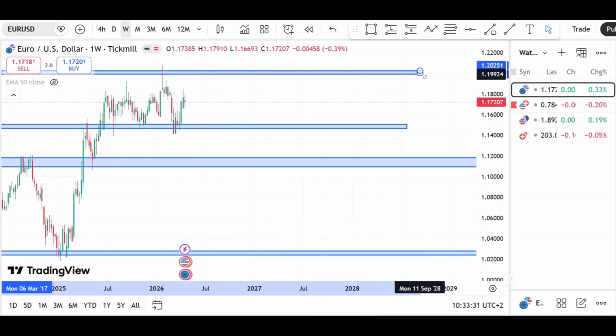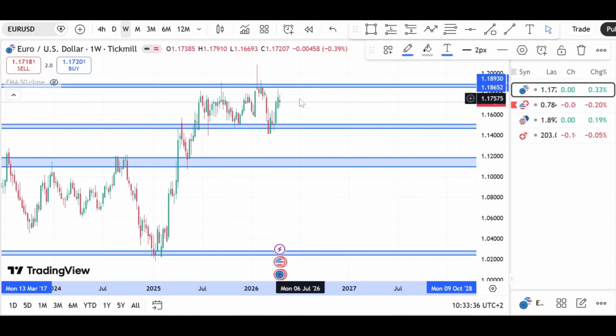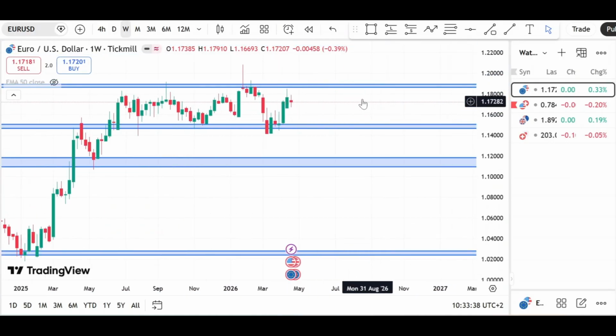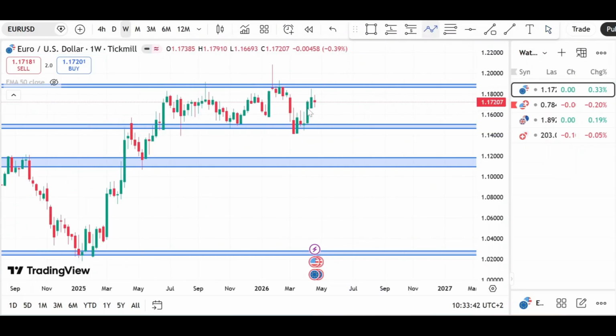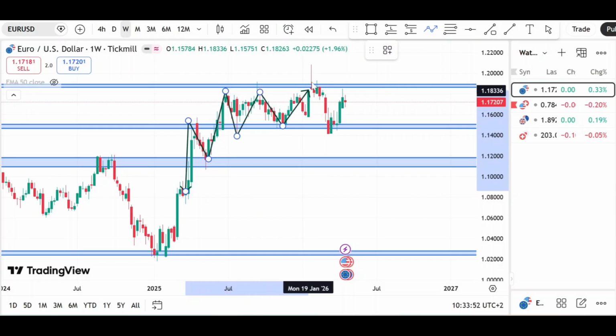So what's happening currently? You see, we have been seeing a range or a consolidation. Look at here, where we are seeing break of structure to create higher high, retest higher low here, break of structure, higher high, higher low, higher high, equal low, and so on.